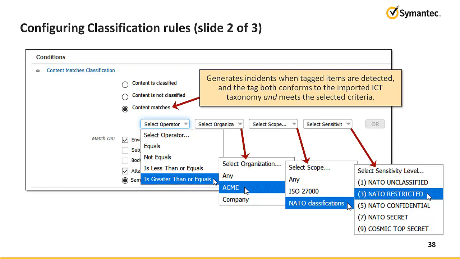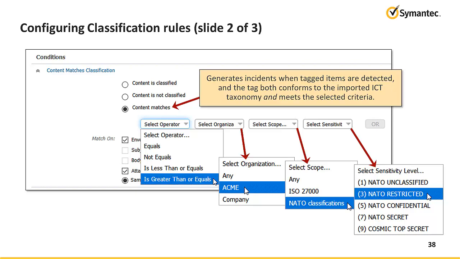Note that the term organization in ICT conditions on the Symantec DLP Enforce server is called company in the administration console on the ICT server. 3. From the scope dropdown, select NATO classifications. 4. From the sensitivity level dropdown, select 3, NATO restricted.